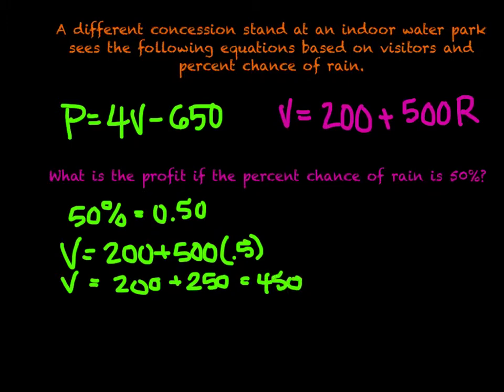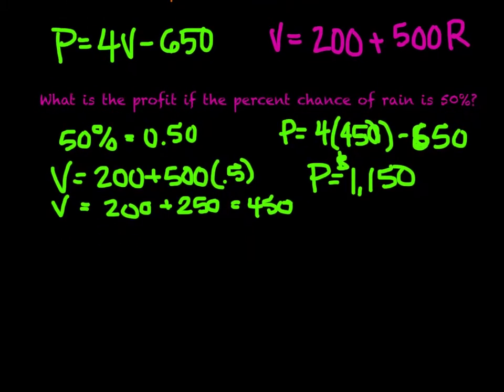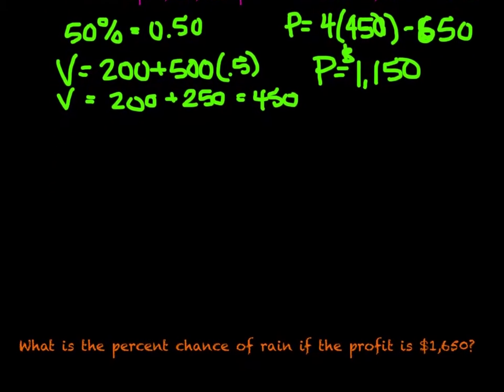Now, let's figure out the profit for that situation. Profit is equal to $4 per person times 450, and we subtract 650 from that. We will end up getting 4 times 450 minus 650, and we'll end up getting a profit of $1,150. So we're just doing a little math here. It's kind of fun.